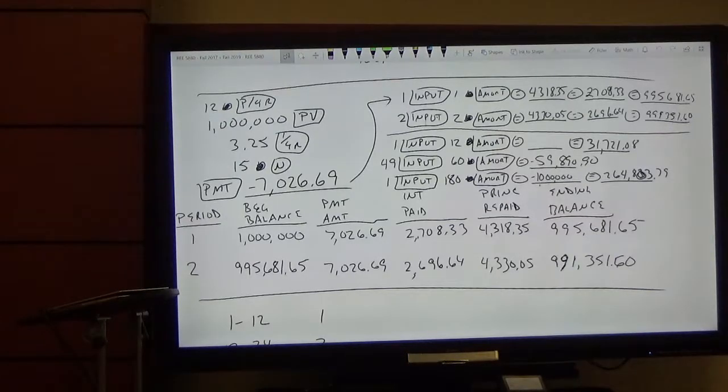Okay, so over here, we'll put our period number. And then here, beginning balance. Here, our payment amount. Here, interest paid. Principal repaid, and then ending balance. Okay, so no different than what we did previously. All right.